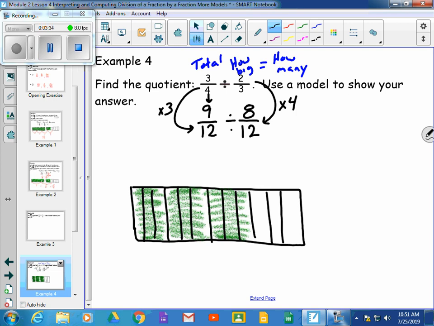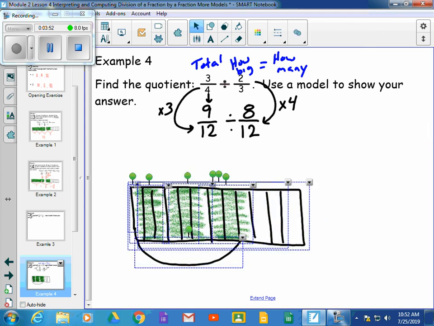Now I'm going to put them into groups of 8/12. I'll take 8 of those, put them in that group. But notice I still got that green one there colored. And if I group them up, that's only 4 of those 8ths left. So what I need to do, I'm going to move this over a little bit.